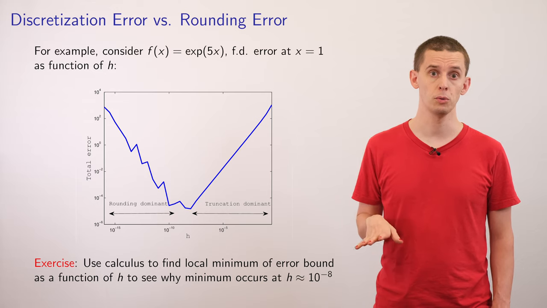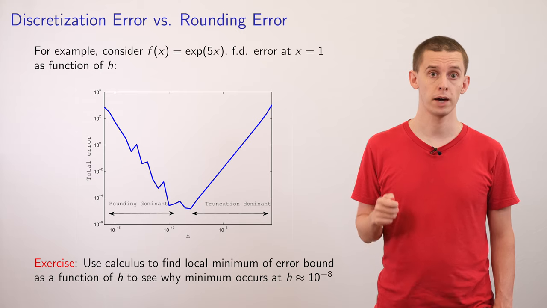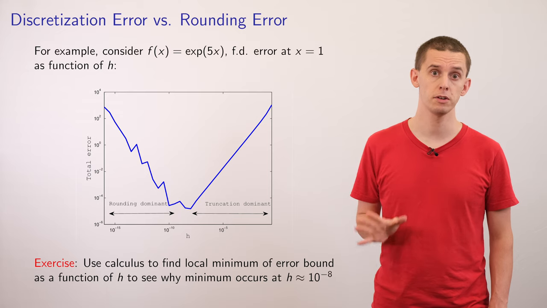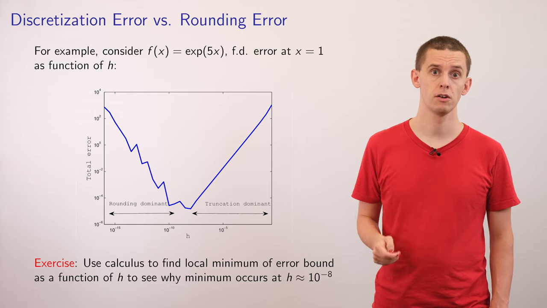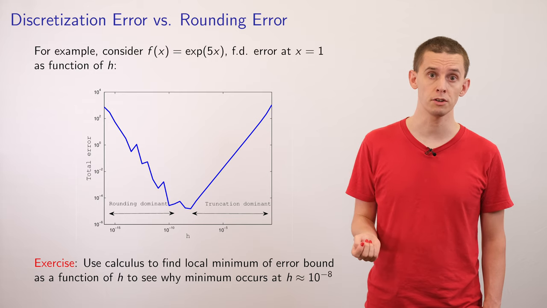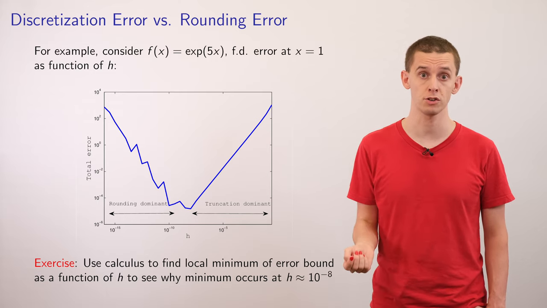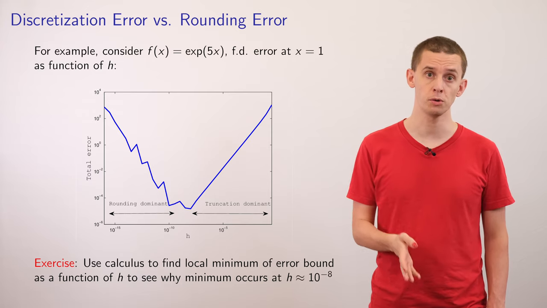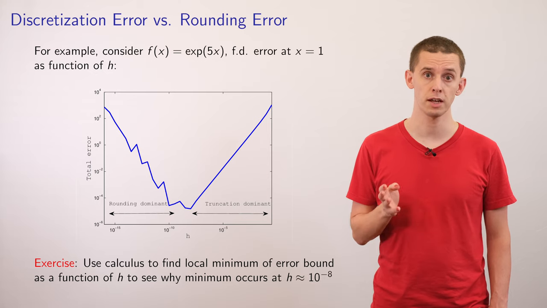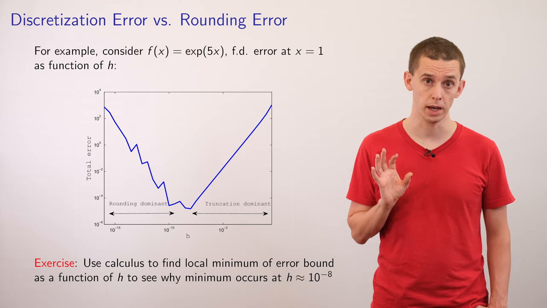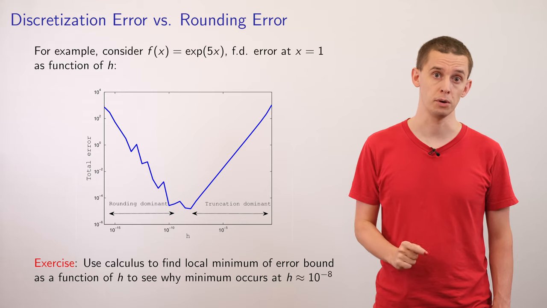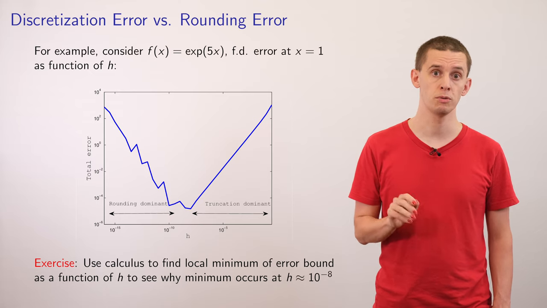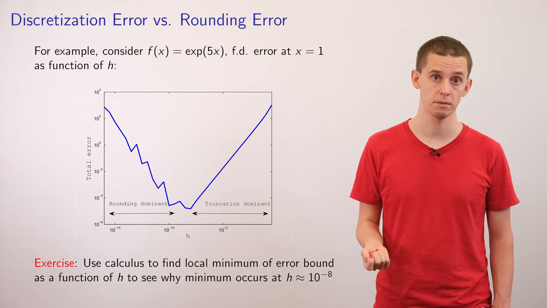So in the plot shown, we're looking at the total error as a function of h using logarithmic axes. So let's first look at the right part of this plot. Here we're in a regime where h is large and the truncation error or discretization error dominates. As h gets smaller, the total error will go down, but once we reach h equals 10 to the minus 8, we hit a minimum point, and after that point, as h gets smaller still, the error starts to go up. And for that regime, we've now hit the point where rounding error will dominate.